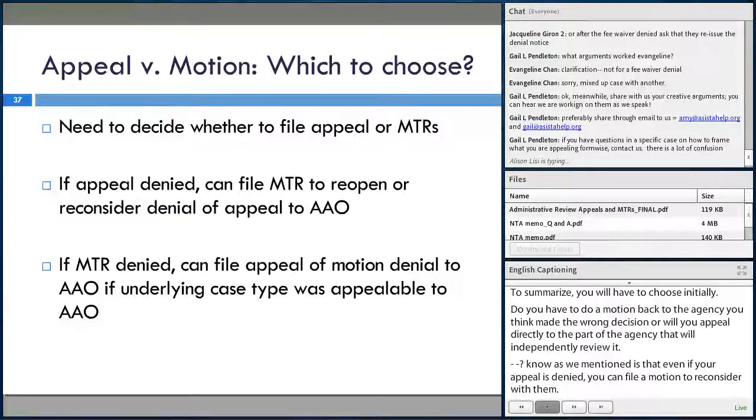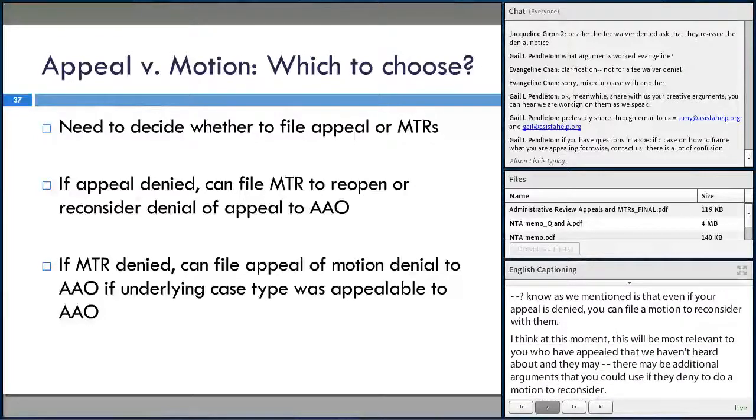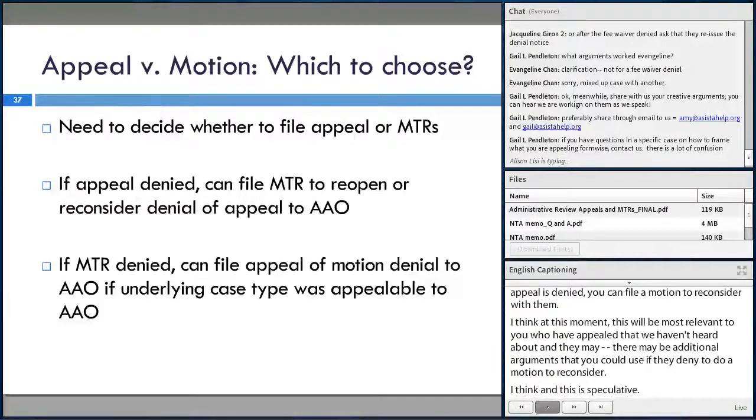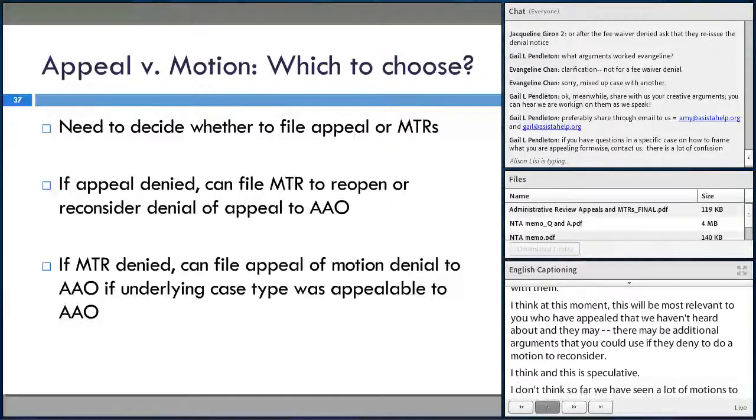Well, this is completely speculative at this point. I don't think so far we've seen a lot of motions to reconsider or reopen at the AAO, and to the degree there have been, we haven't seen a lot of reconsideration or reopening at the AAO. But that doesn't mean we shouldn't keep pushing the agency to review what it's doing.